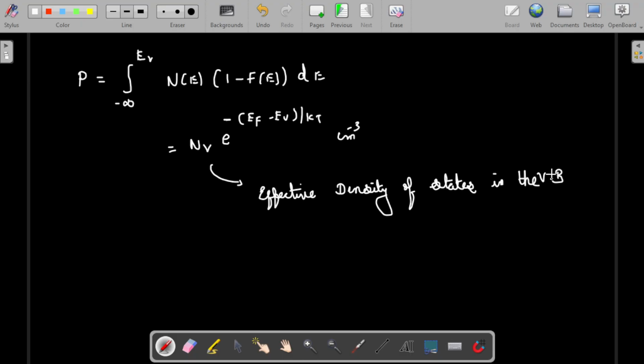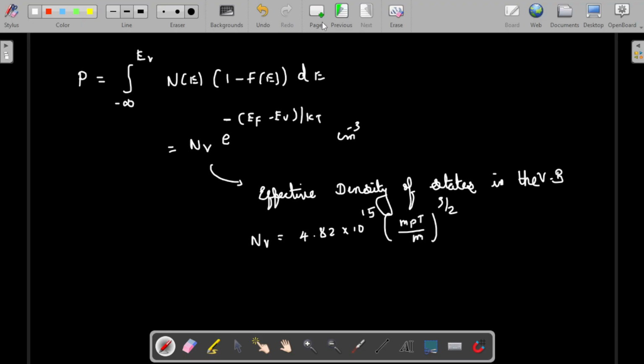Here NV also has some terms. It is written as NV equal to 4.82 into 10 power 15, the same value, multiplied by (Mp divided by M) whole power 3 by 2. Mp is the effective mass of holes and M is the free electron mass. The base reference is the electron only, so if some numerical comes, that is the thing there.